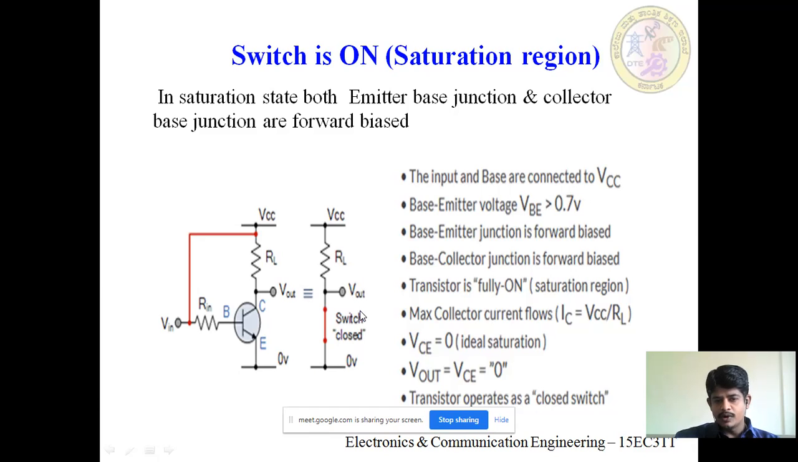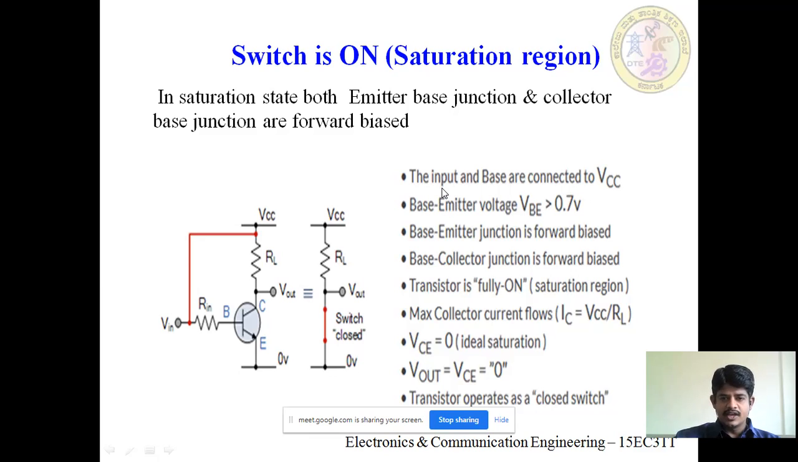So what will be the output at this time? It will be 0 because it's connected to the ground, right? Then the current IC here, how can you calculate the IC? The current flowing through this collector will be VCC by RL, because we know that I equals V by R as per our Ohm's law. The voltage here is VCC and the resistance here is RL. So the current through the collector, IC, is equal to VCC by RL. So this is the saturation region.